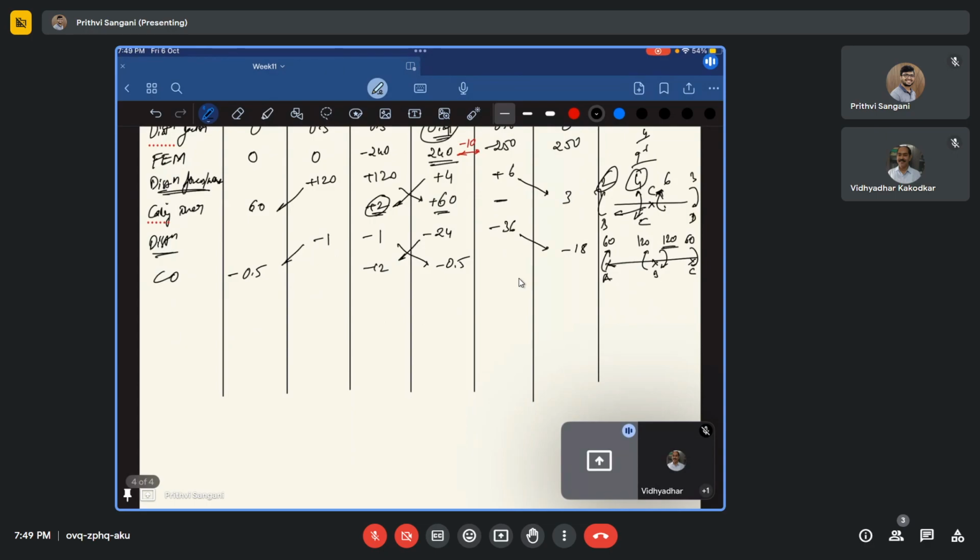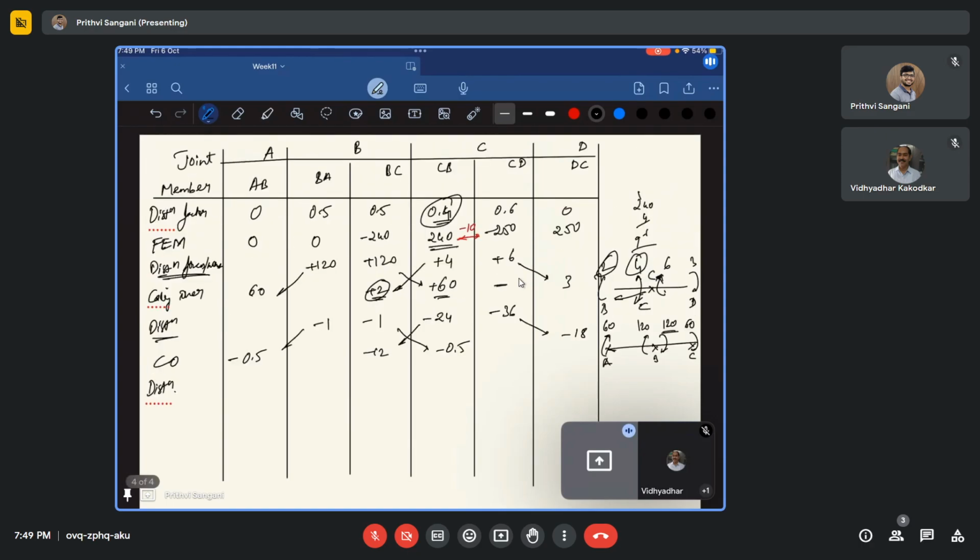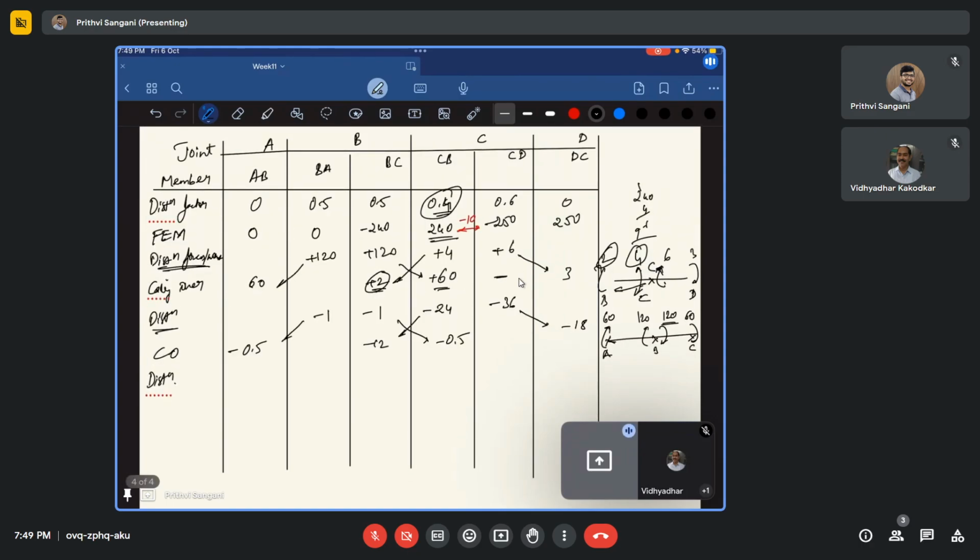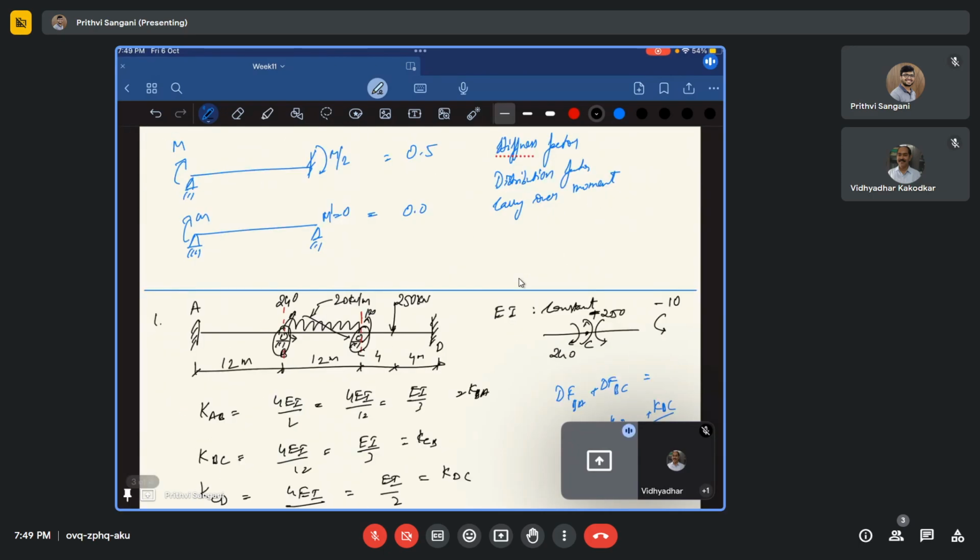Now once we have carried over, again we need to distribute it. Okay, so now why are we actually distributing it? Because at the support we are not able to achieve the same or equal bearing moments, right? So in this, what is going to happen? We have again joint B. Where is joint B? So we have BC and CB, which is joint C. BC and CB. This is not the one.